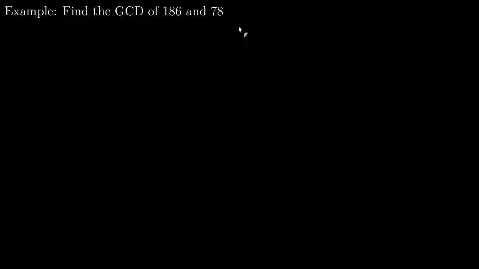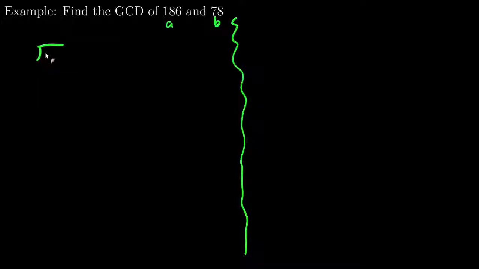So here's my first example, and I'll do it this way here. I'll start off saying, okay, I want to find the greatest common divisor of a and b. This is bigger than that already, so I'll just have it in this order. And so I will do 186 divided by 78. This goes into that 2 times. 2 times 78 is 156. Subtract. And I get 2 remainder 30.